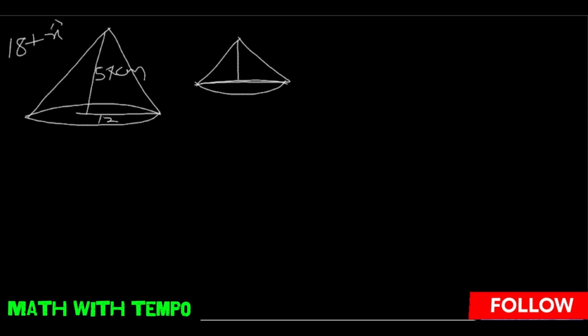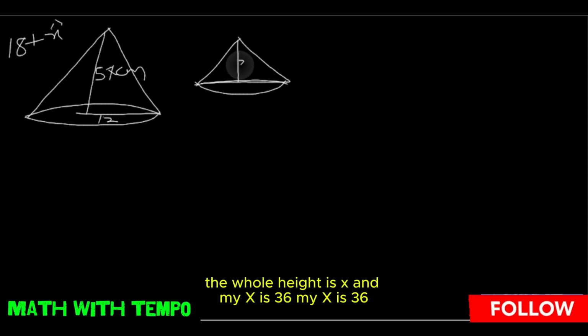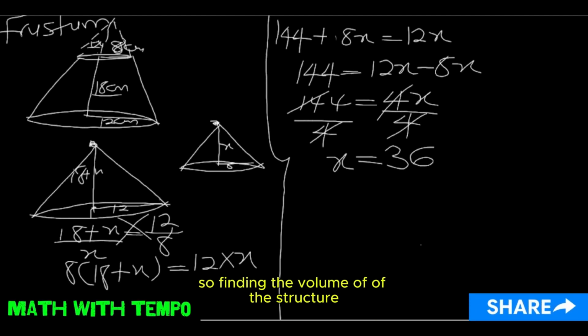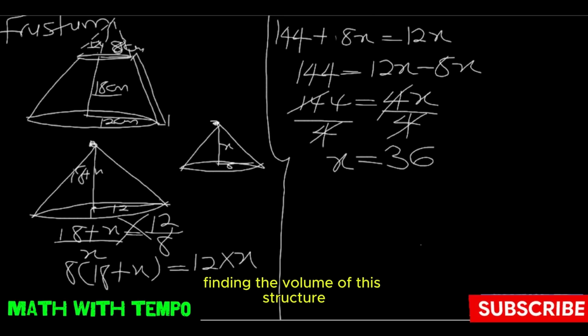Then for the smaller shape, the whole height is X, and my X is 36. So here is 36. And my base radius is 8. So finding the volume of the structure.